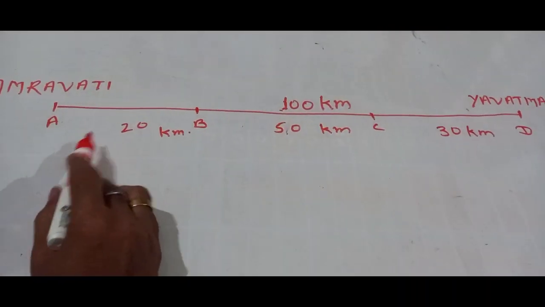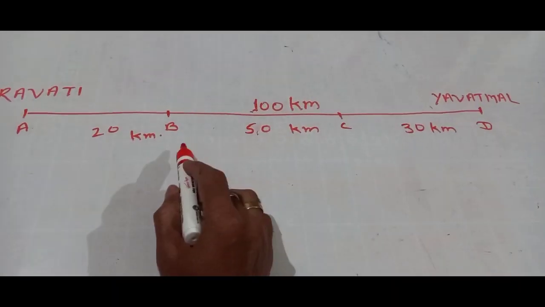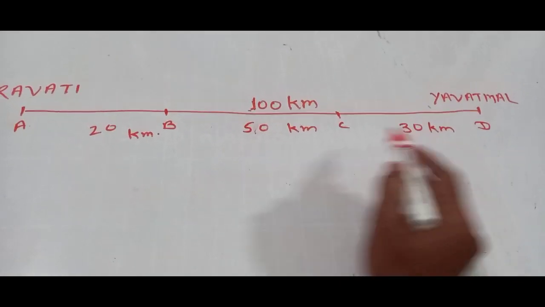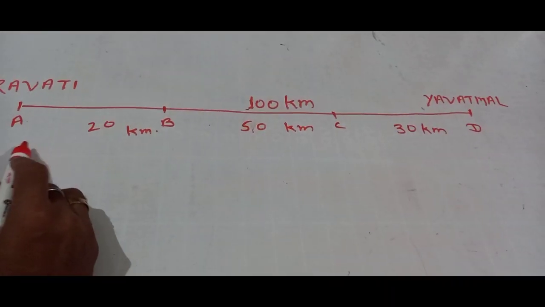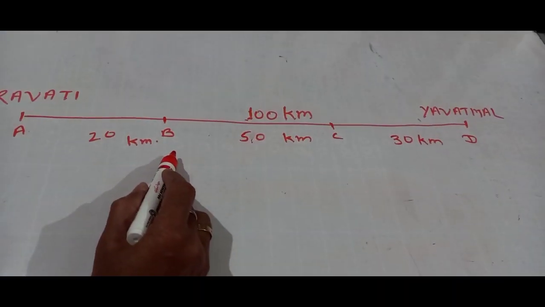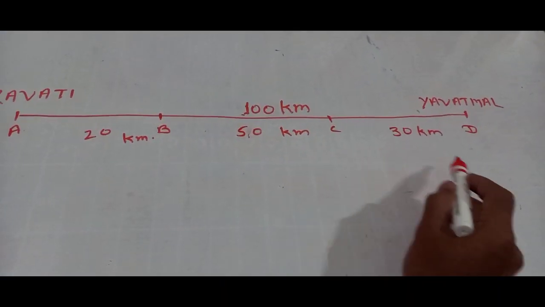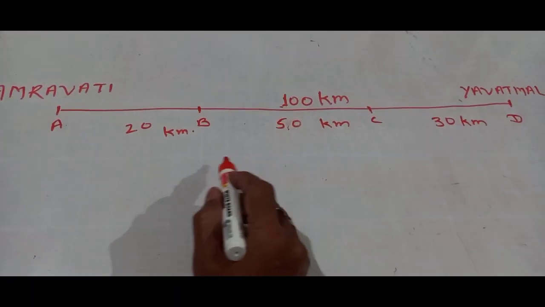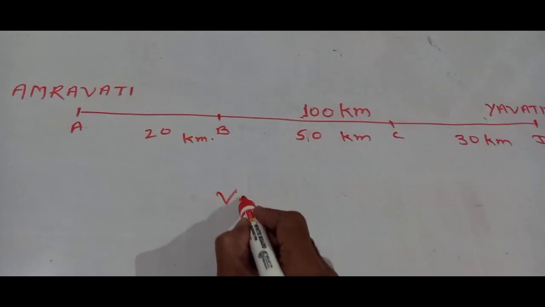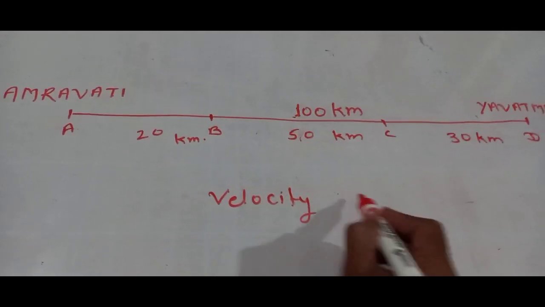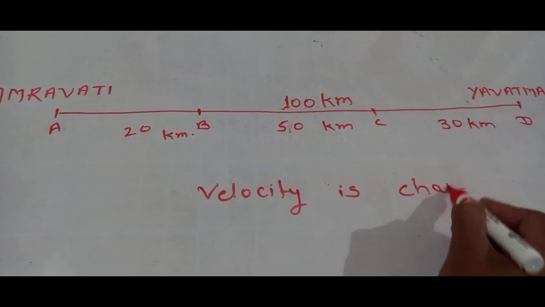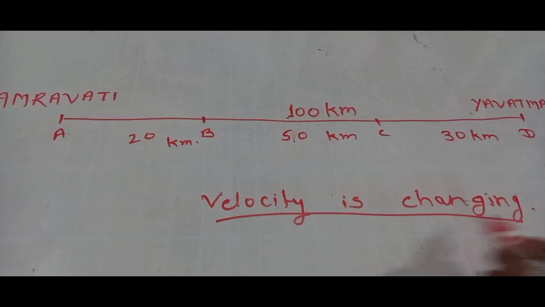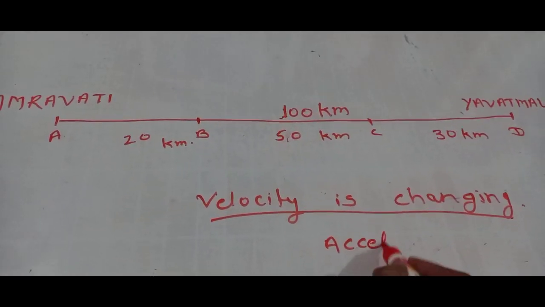Now let us consider acceleration. Suppose the distance from A to B is 20 kilometers, from B to C is 50 kilometers, and from C to D is 30 kilometers. This car moves from A to B at some speed, B to C at some speed, and C to D at some speed. The velocity of this car is changing continuously. So this changing velocity is called acceleration.